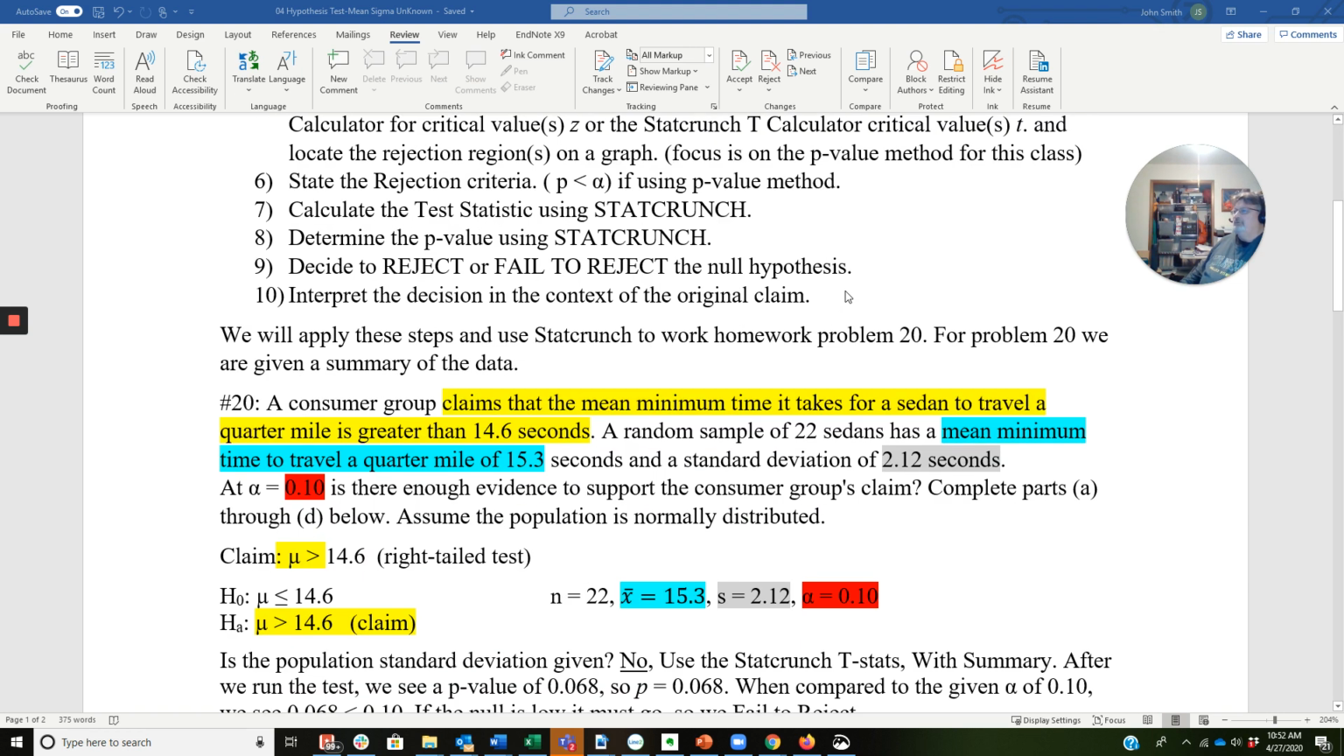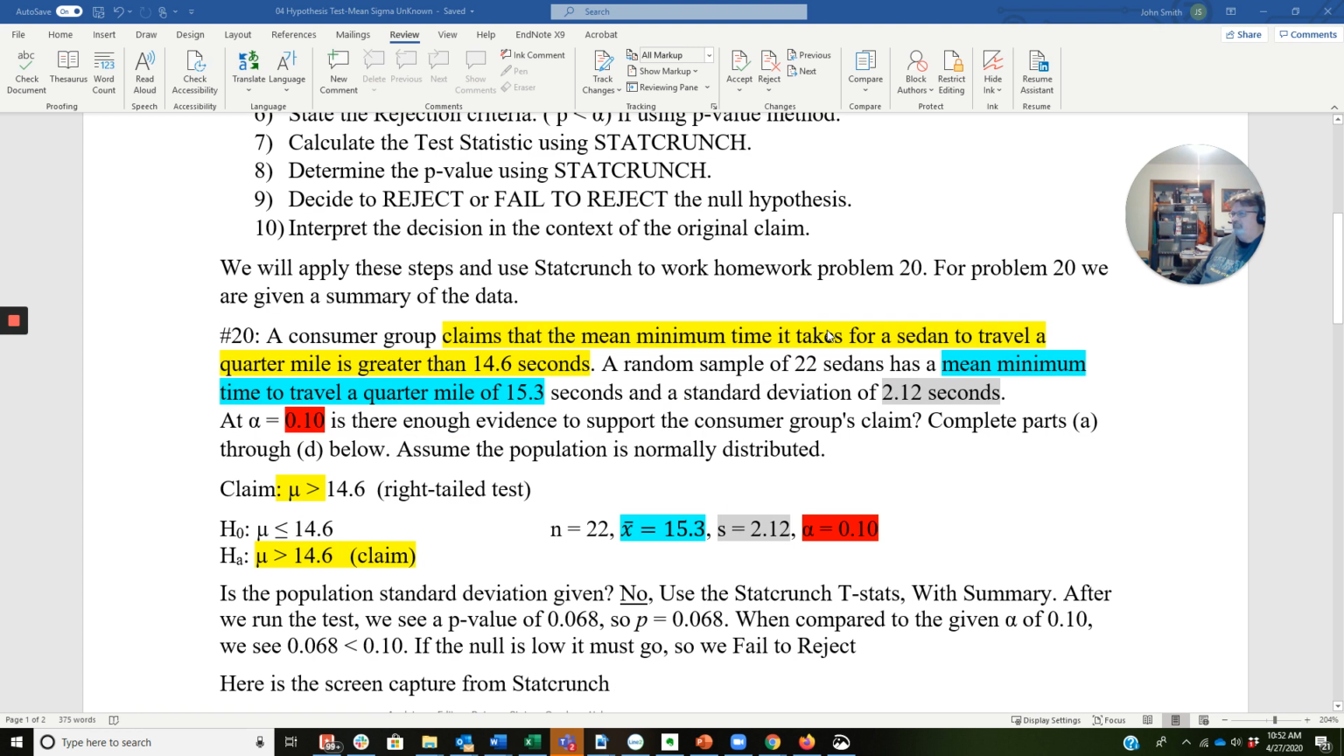So we're going to apply the steps, use Statcrunch to work the homework problem, and for this one, we are given a summary of data. So here's the question. A consumer group claims that the mean minimum time it takes for a sedan to travel a quarter mile is greater than 14.6 seconds. A random sample of 22 sedans has a mean minimum time to travel a quarter mile of 15.3 seconds and a standard deviation of 2.12 seconds.